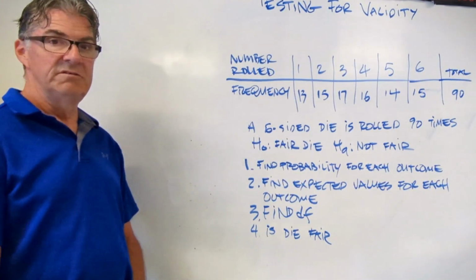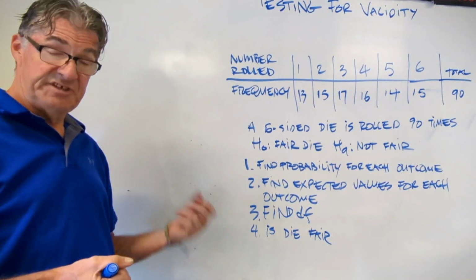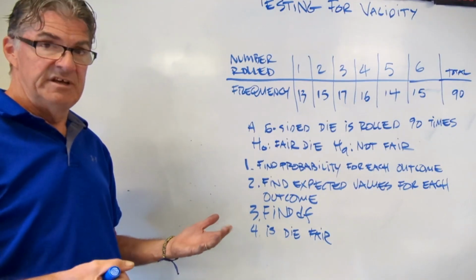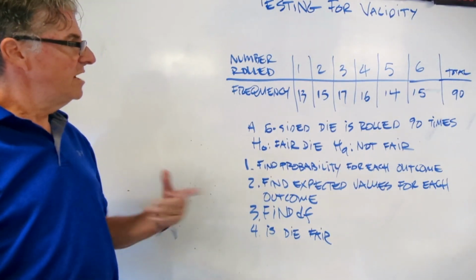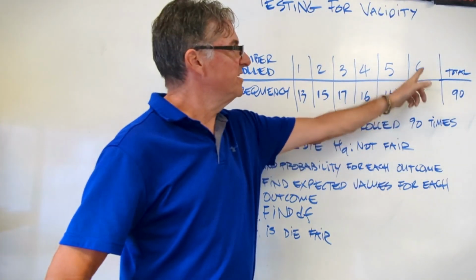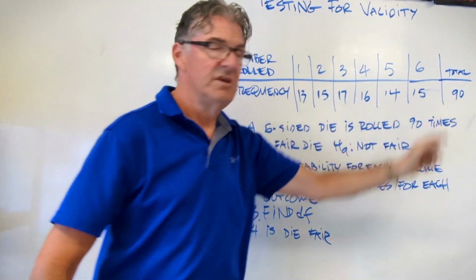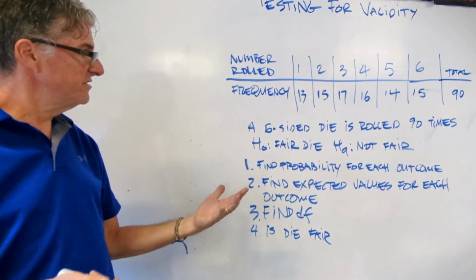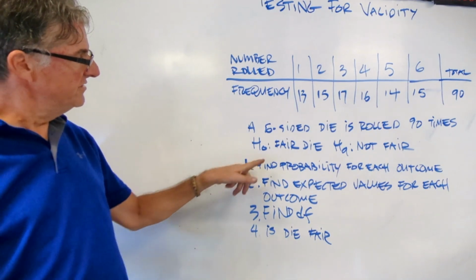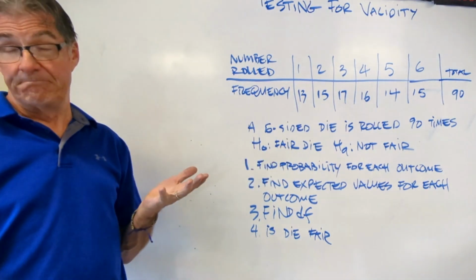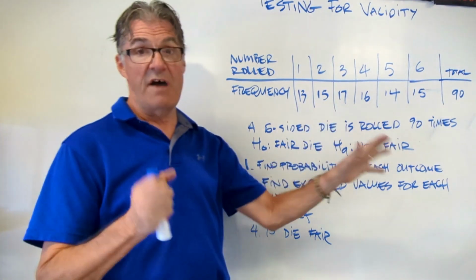One last example. So we have a die, 6-sided die, numbered 1 through 6, and we roll it 90 times, and we record the frequency of each outcome. So 1, 2, 3, 4, 5, 6, and this is how many we got of each. Now, our hypothesis, our H0, is that it's a fair die. Our HA is that it's not fair.